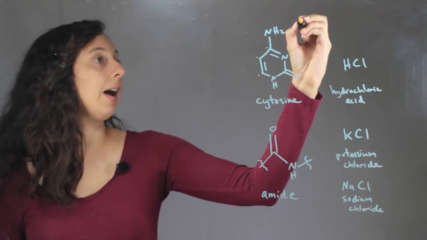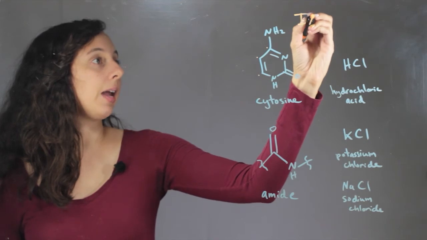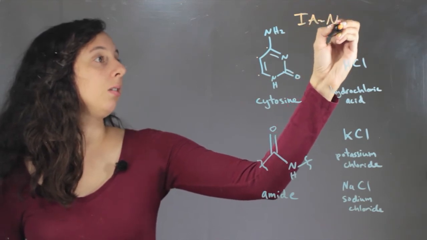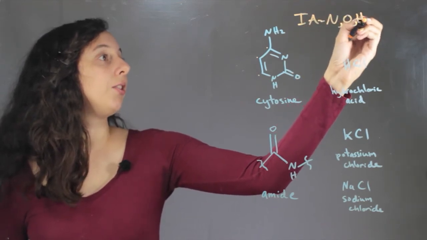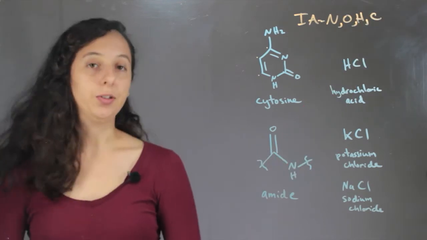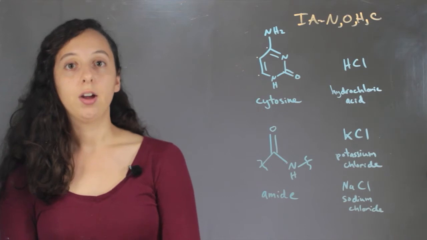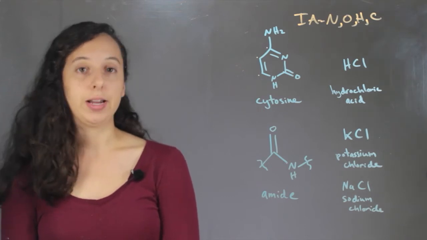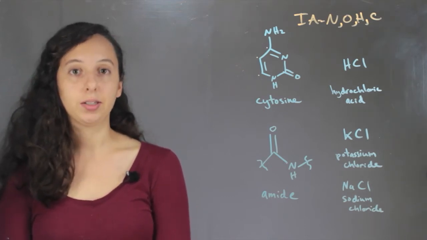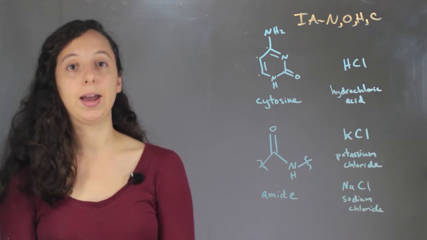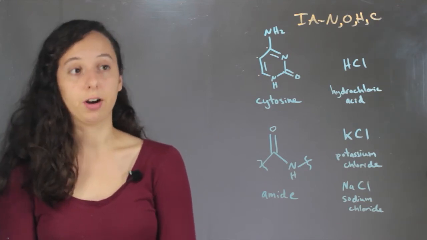So already we have, we'll do IA for important atoms, nitrogen, oxygen, hydrogen, and carbon. These are definitely super important ones. You've probably heard that on Earth, life is carbon-based, and that's definitely true. What that means is that the backbone of most molecules that involve us is made of carbon.